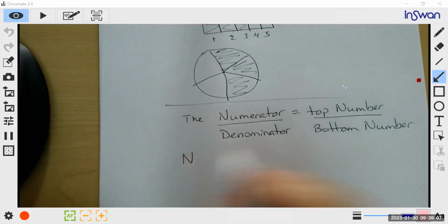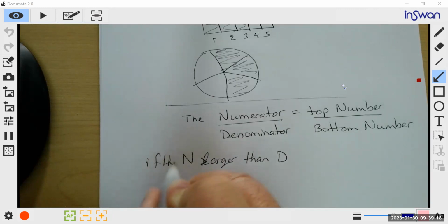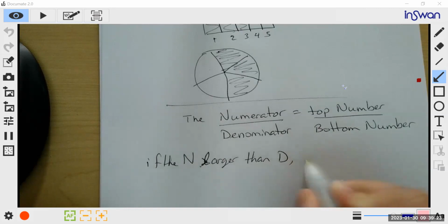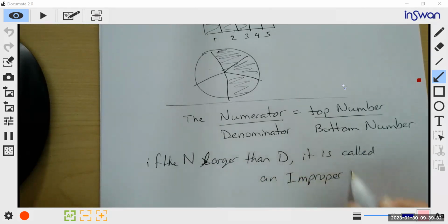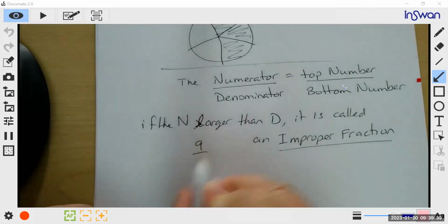The numerator larger. So if the numerator is larger than the denominator, it is called an improper fraction. Like 9/4.